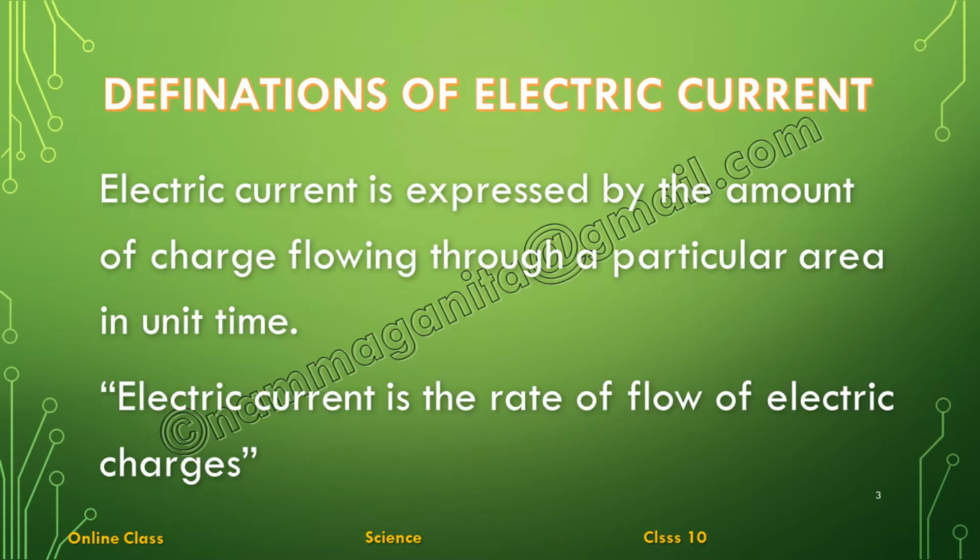How do we express electric current? Electric current is expressed by the amount of charge flowing through a particular area in unit time. In other words, it is the rate of flow of charges. Electric current is the rate of flow of charges.